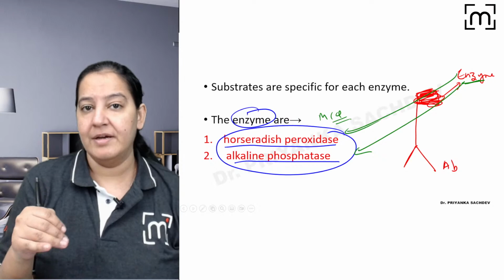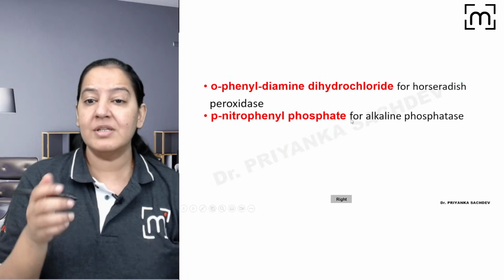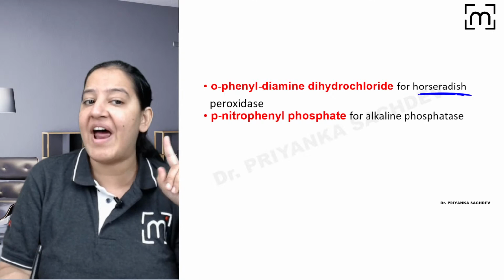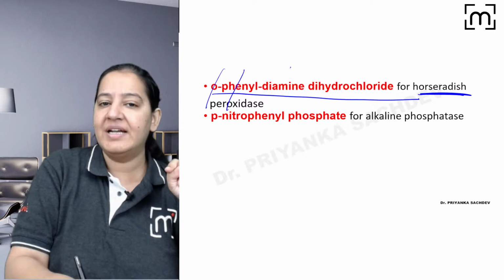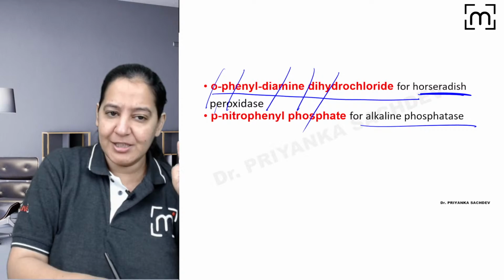Now what is the substrate? You want to add the substrate now. These enzymes will convert the substrate to colored products. So if the enzyme is horseradish peroxidase, you have to add this substrate, O-phenylenediamine dihydrochloride. And if it is alkaline phosphatase, it is P-nitrophenyl phosphate. You will say, ma'am, how to learn these big names? Don't learn.